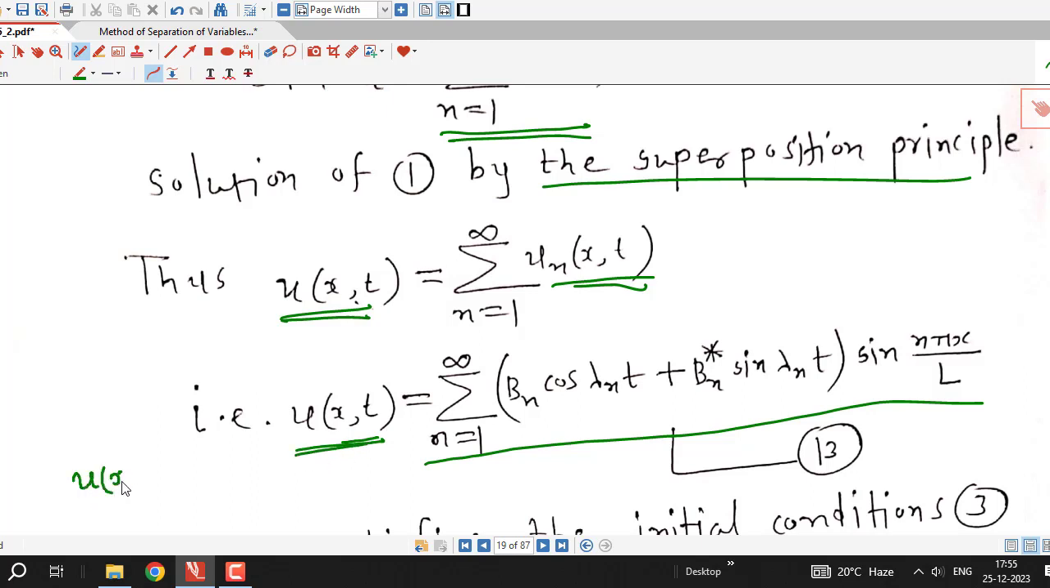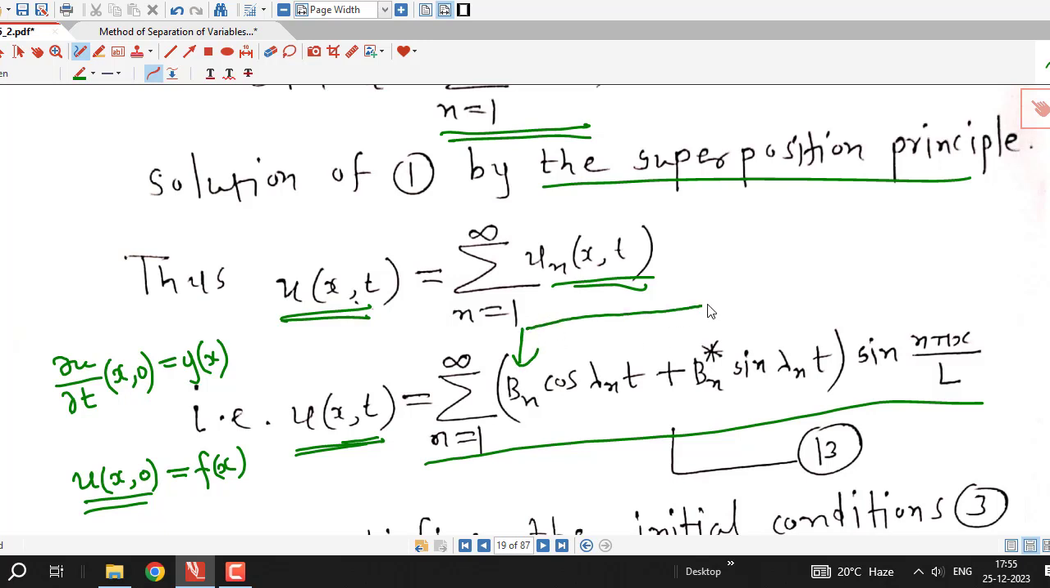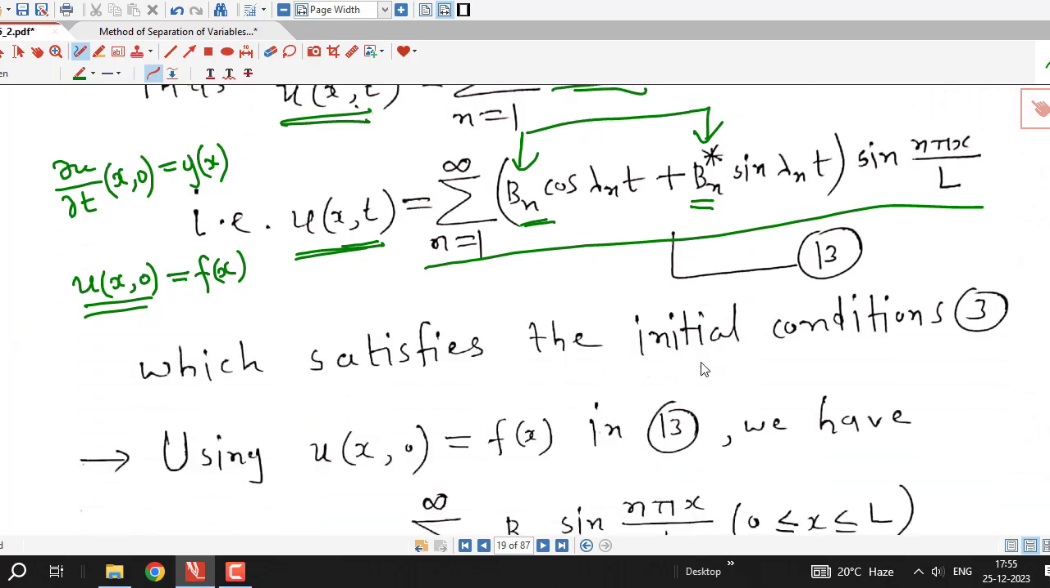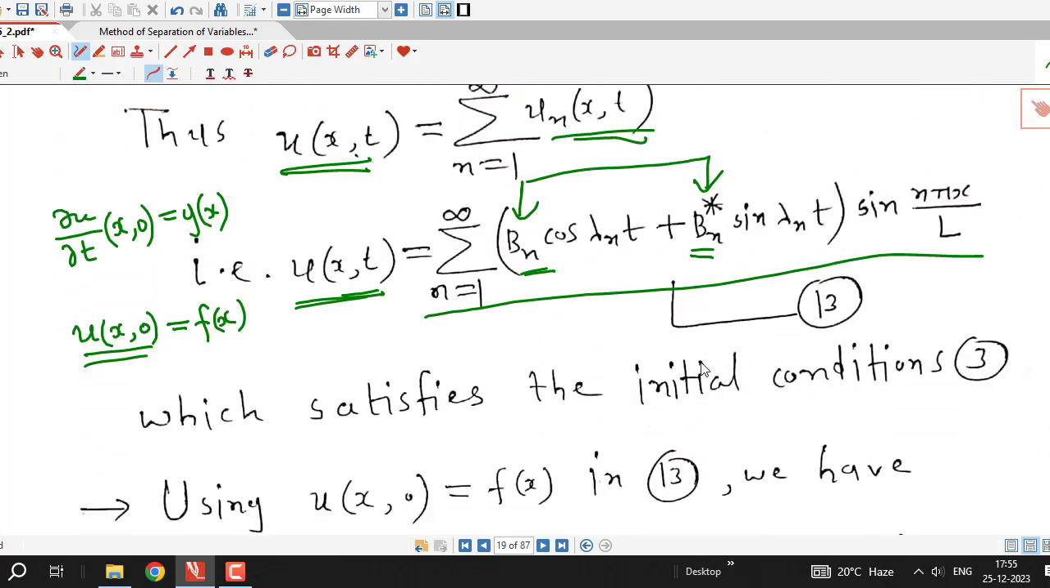Now we know that these eigenfunctions satisfy boundary conditions, and we have not used the initial conditions so far. What were the initial conditions? At t equal to 0, initial deflection is given by f(x), and initial velocity at t equal to 0 is given by g(x). So we will now use these two conditions, and then we will be able to determine these two constants bn and bn star.